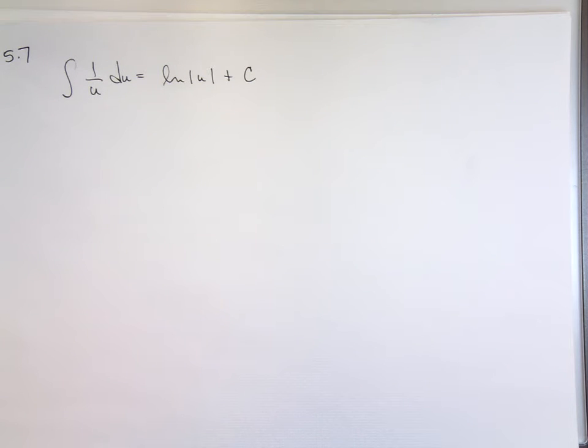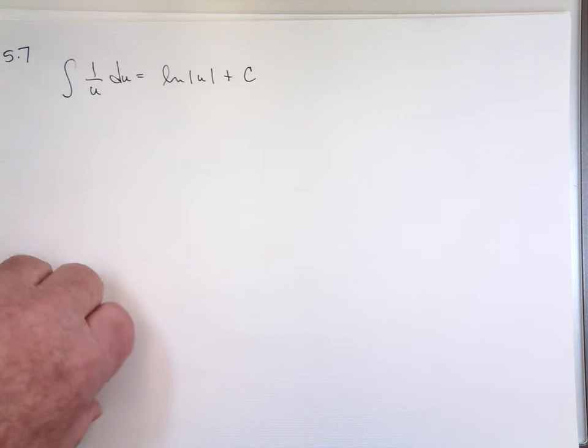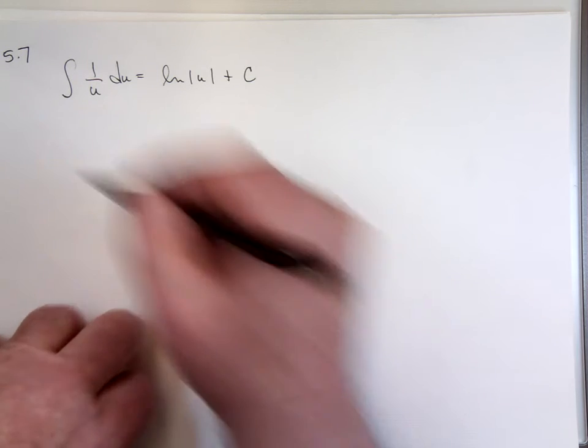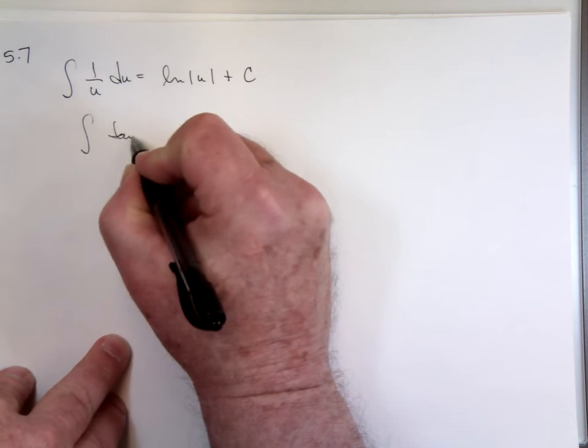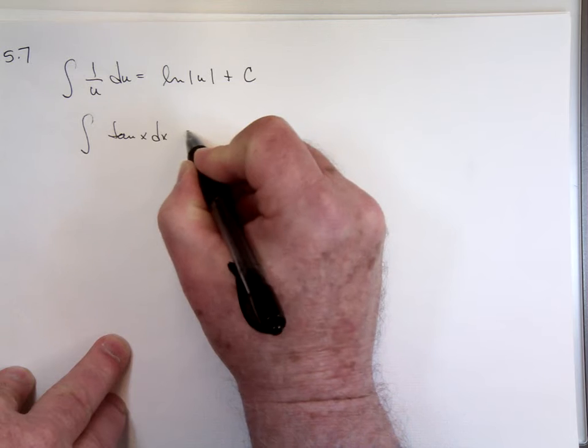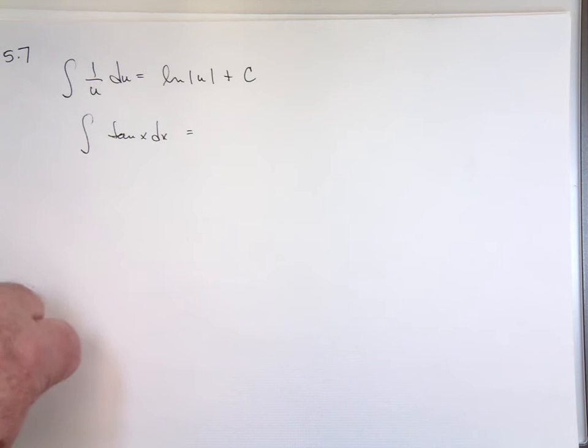First one we're going to do is tangent. We don't have the integral of tangent. We need the integral of tangent. How are we going to do the integral of tangent? Well, what's tangent equal to? Sine over cosine. That's it. Good deal.